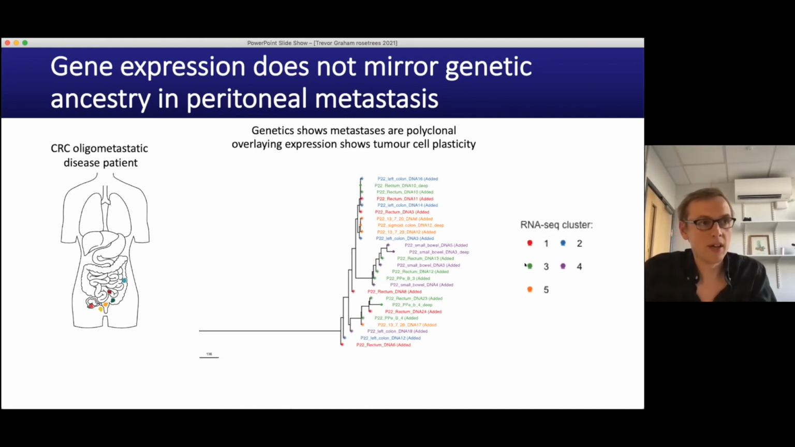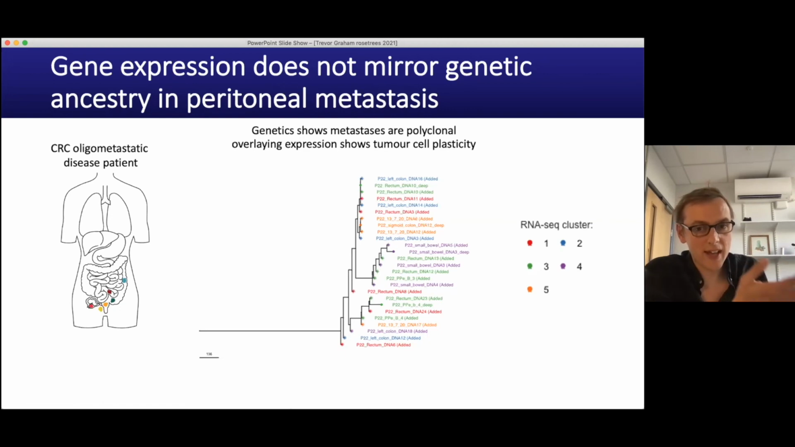Then if we overlay the expression phenotype on top of this, here the color is no longer location, but is an expression phenotype. So we cluster the most variable expressed genes and overlay those on our phylogenetic trees. You can see that the tumor regions with the most similar gene expression phenotype are not the ones that have the most closely related genetic ancestry. The colors don't cluster on this tree. Gene expression is not related to genetic ancestry in this metastasis patient.